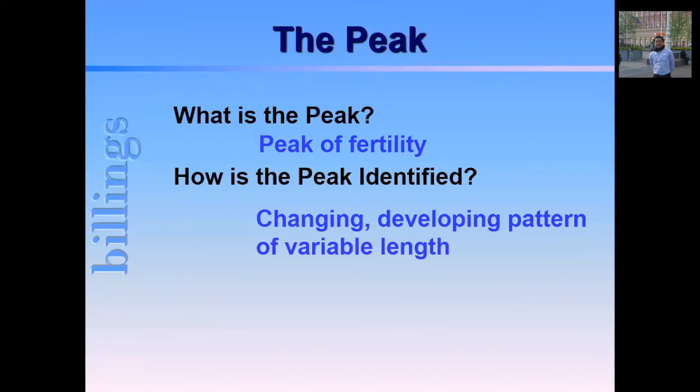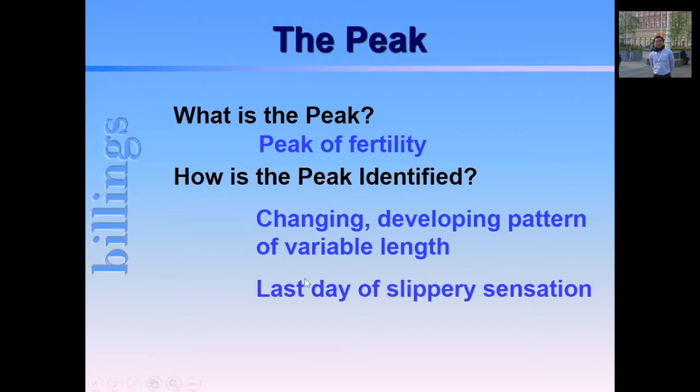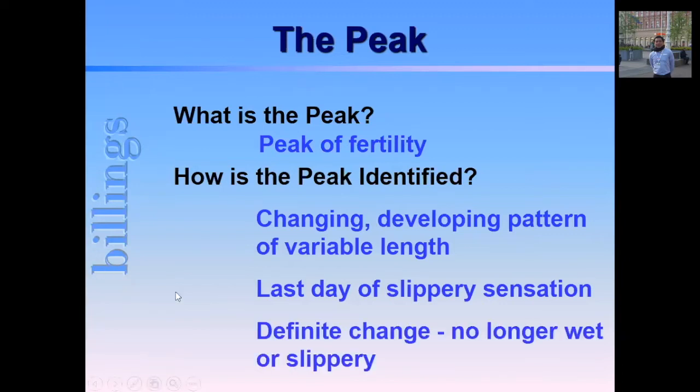Okay? Variable length, meaning we cannot identify how long it will be. It can be 3 days. It can be 4. Variable length, as long as it is changing, starting from a sticky, becoming wet, and ending with a slippery sensation. The next one. The peak day is the last day of the slippery sensation. And you are all familiar with that. You know that the peak day can be identified if it is the last day of the slippery sensation.